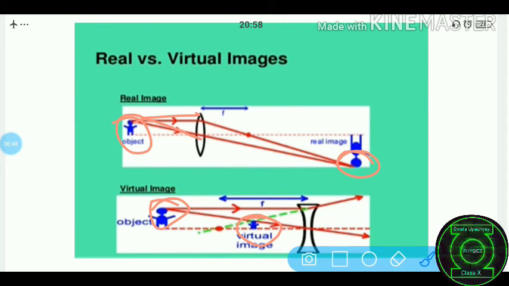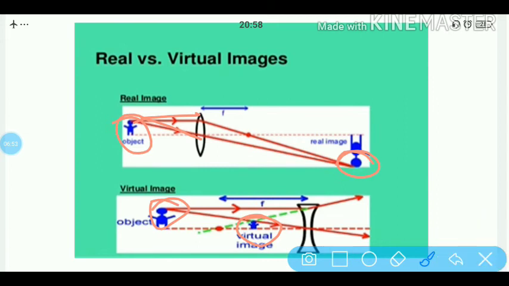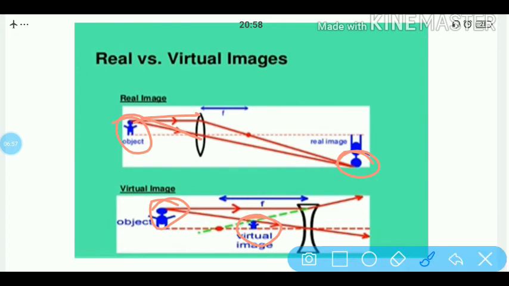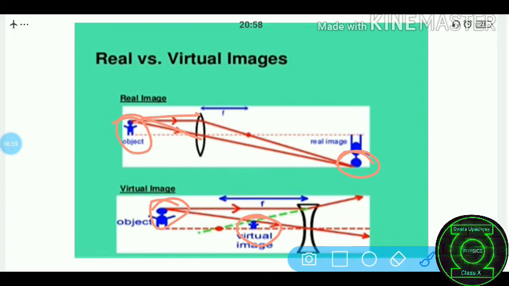Now, in a real image, a ray from a point of the object, after refraction through the lens, actually meets at a point. See in this case, the first diagram, that is the diagram for the convex lens.